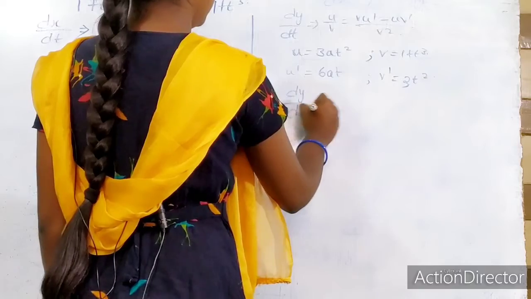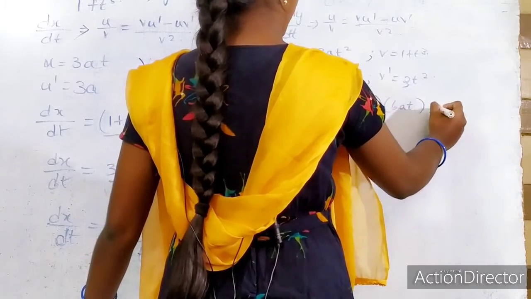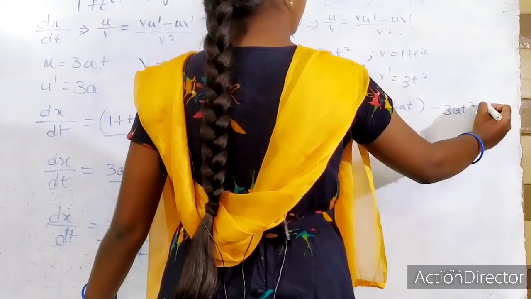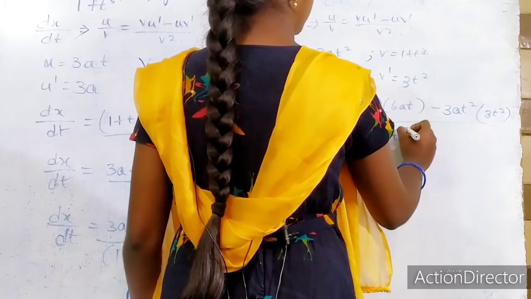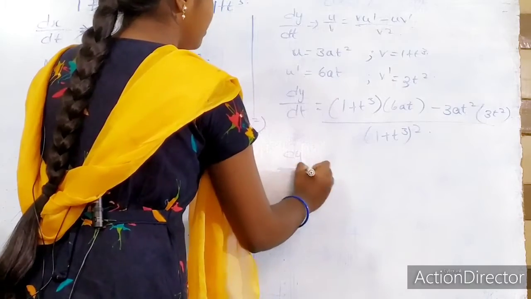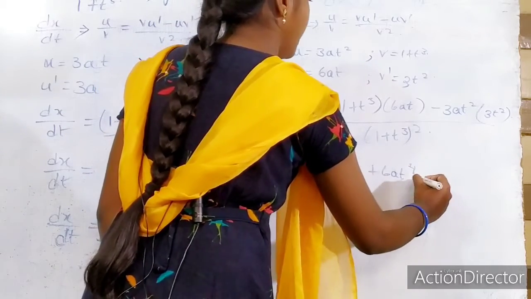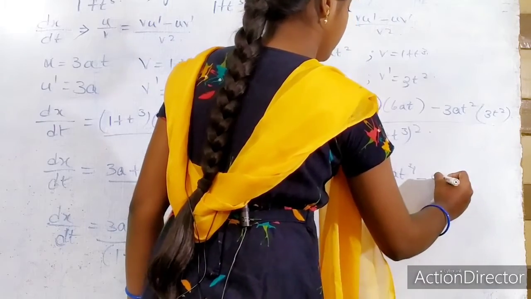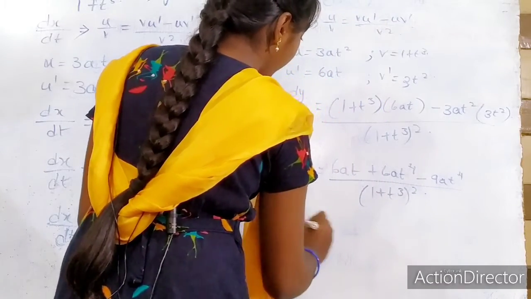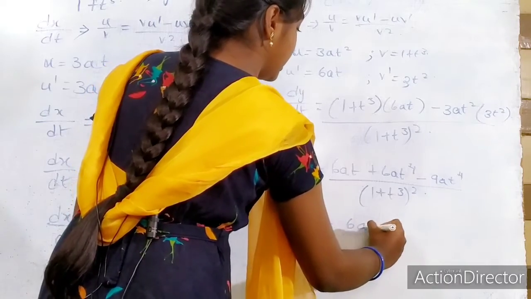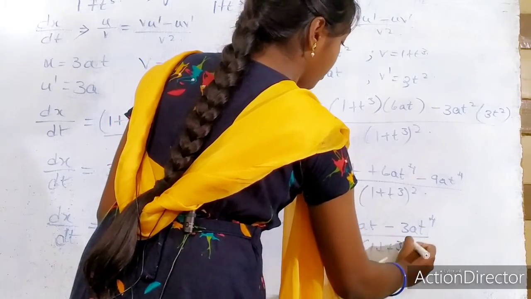So dy by dt is equal to v u dash, 1 plus t cube into 6at, minus u v dash, 3at square into 3t square, divided by v square, that is 1 plus t cube whole square. dy by dt is equal to 6at plus 6at to the power of 4 minus 9at to the power of 4 divided by 1 plus t cube whole square, that is 6at minus 3at to the power of 4 divided by 1 plus t cube whole square.